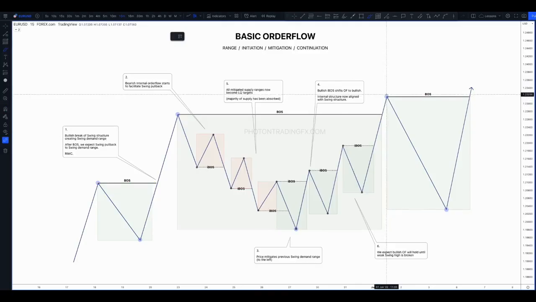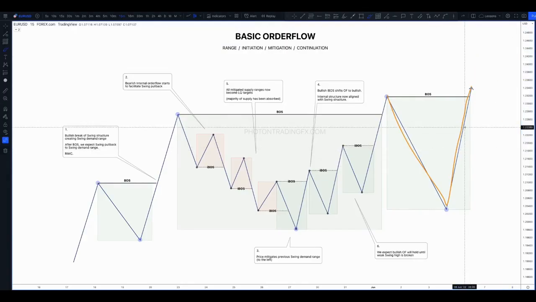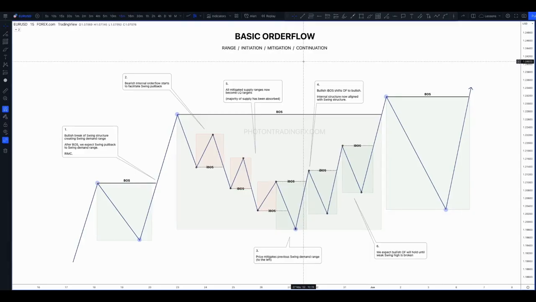And then the exact same thing. We get from the high to the low to where it breaks, and then that's your next demand range. So what would we expect? We would expect the next swing pullback to mitigate something within this demand range and then continue up. Hopefully you guys should be comfortable with that.